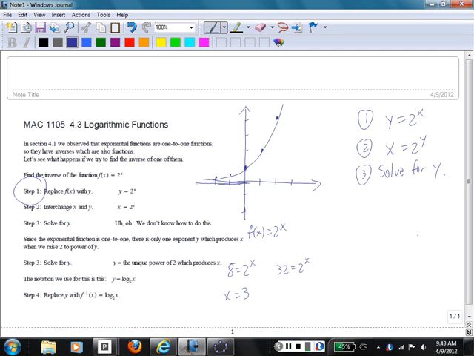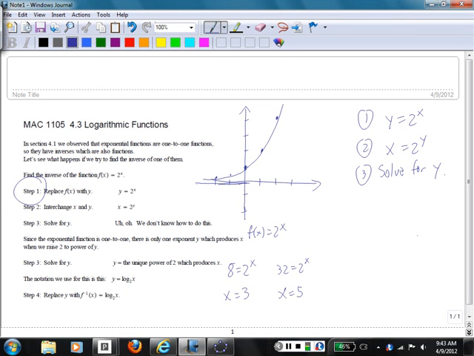2 times 2 is 4, times 2 is 8, times 2 is 16, times 2 is 32, right? 5. 5 factors of 2. So x equals 5. Now it's important to observe that the solution is unique in each case. There's only one power to which we can raise the number 2 to get 8 as the answer.